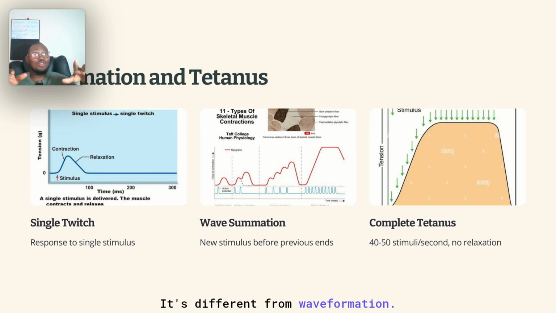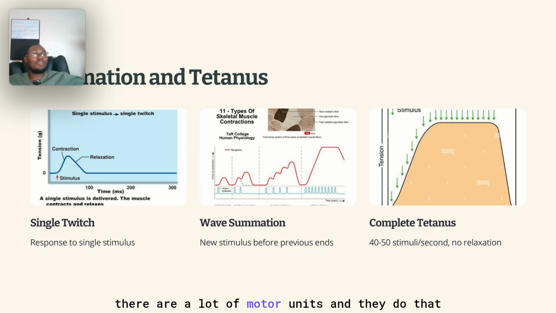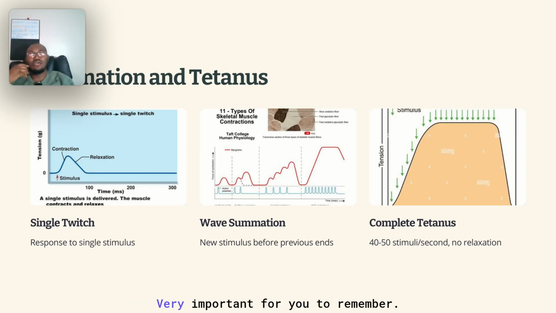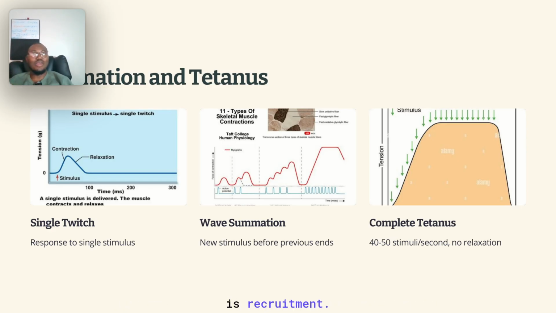It's different from wave summation. Different from complete or incomplete tetanus. Different from tetanus. Recruitment is, please come and help me. Oh, hey, muscle, motor units, come and help me. Before you know it, there are a lot of motor units and they do that activity. Very important for you to remember. So the process of engaging more motor units to increase the strength of a muscle contraction is recruitment.